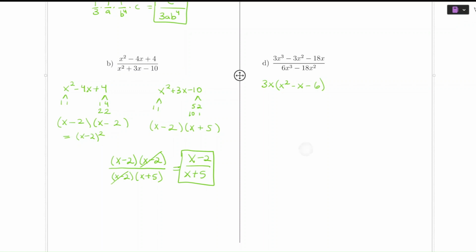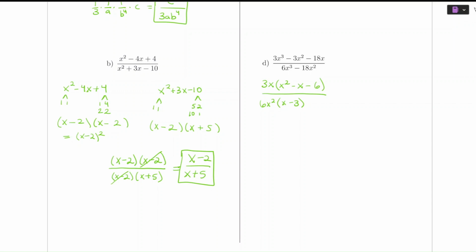Okay. Then let's look at the denominator. So here I'll notice that our common factor is 6x squared, because we have 6x to the third, we have the 6 in there, and then x to the third power, and then 18x squared. 18 is 6 times 3, and then we have x squared. So 6x squared here, and then x minus 3.